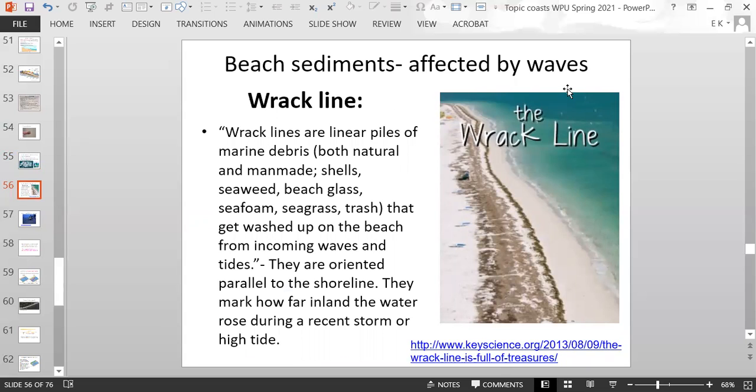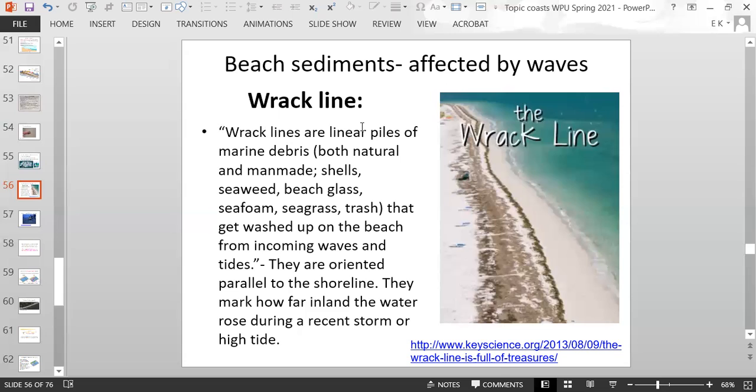Then we have a rack line. This is a rack line. And you'll see this if you go to the beach. If you were sitting right here and you look to the left and to the right, you would see a line. Many times it's not this pronounced, but you usually see some sort of line, either a line of broken shells or maybe some marsh grass, maybe some seaweed.